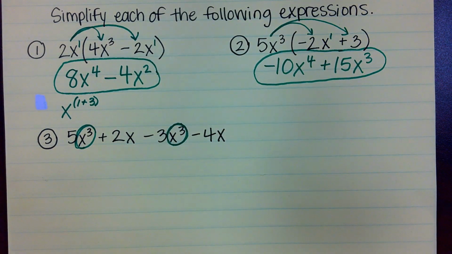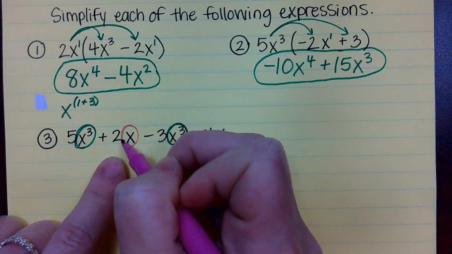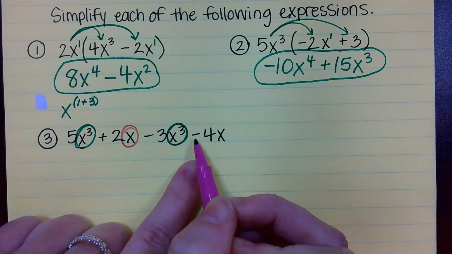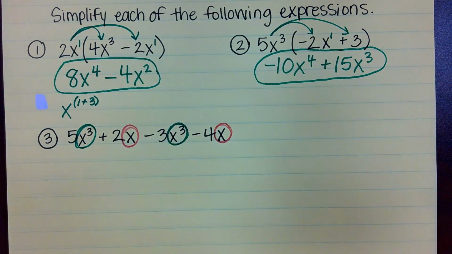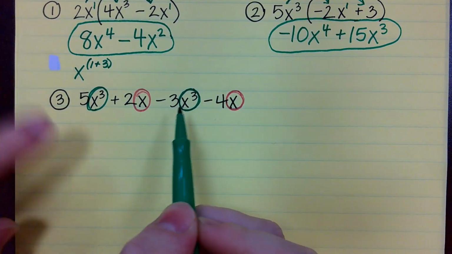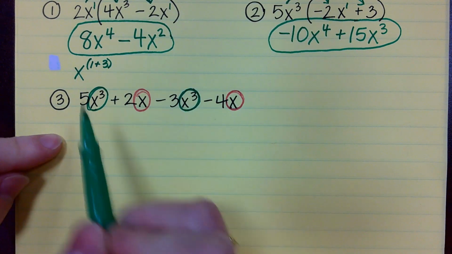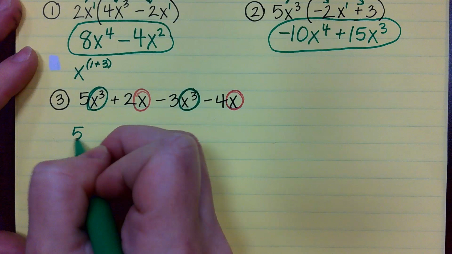What other terms do I have in this expression? Yes, I have terms that have x's. I've got 2x and I've got minus 4x. So let's write out the work that you would be doing in your head maybe, or if you prefer to write it out, you can, absolutely. Whenever I have my terms that are the same, I am combining them and rearranging this expression in a way. I'm going to bring down my 5x to the 3rd power.